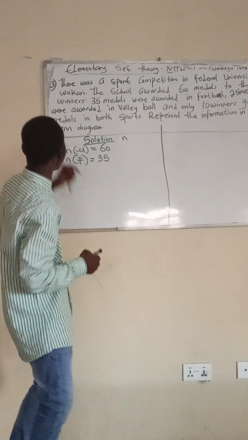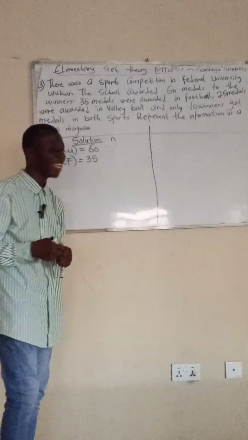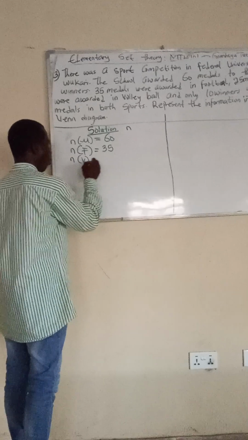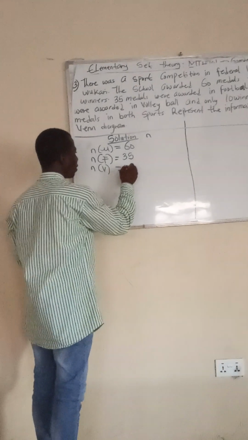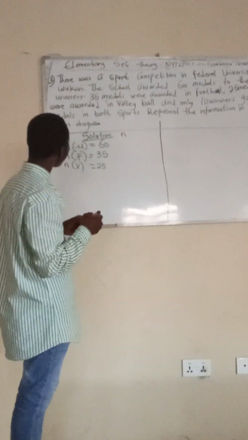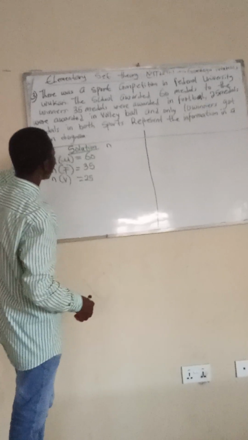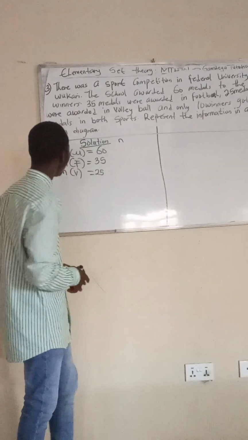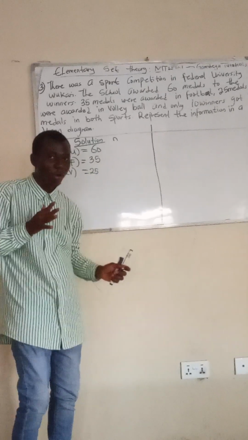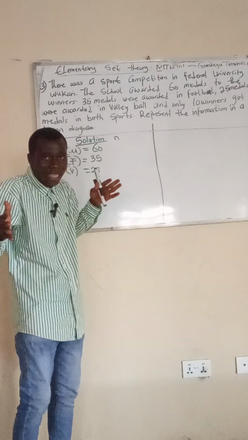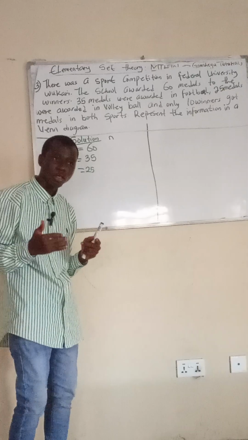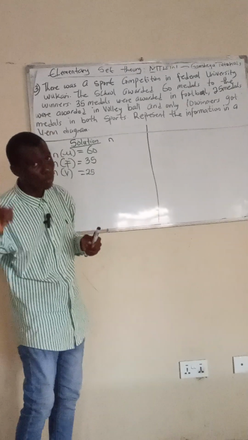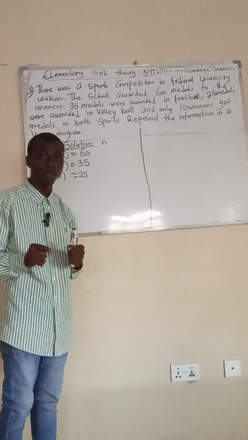So what next? They said 25 medals were awarded in volleyball. So the number of awarded medals in volleyball is 25. And what next? They said that only 10 winners got medals in both sports. You can see "in both." That means 10 winners got medals in both volleyball and football.